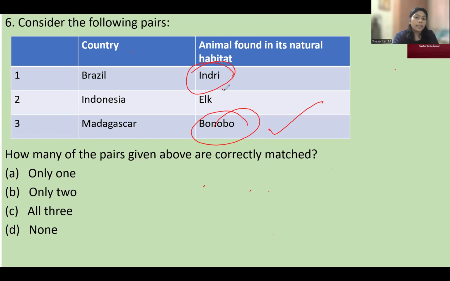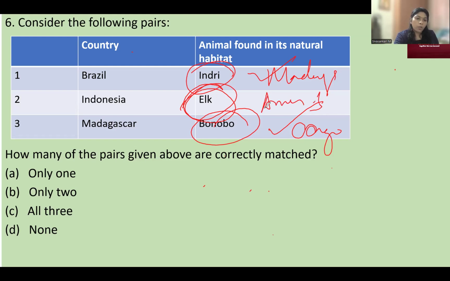But elk, it's a deer species which is spread throughout America as well as parts of Asia, you'll find elk deer. So this too already came in the news. And if you are reading your environment static portion properly, you would have come across this elk deer somewhere. So here you see all three are mismatched. This is wrong. This belongs to Congo. Indri belongs to Madagascar. And this belongs to America and parts of Asia.